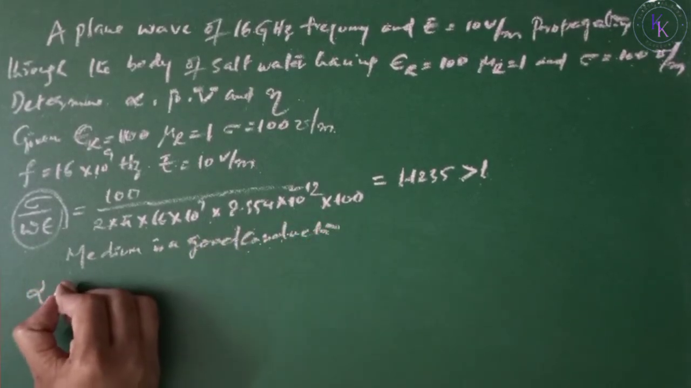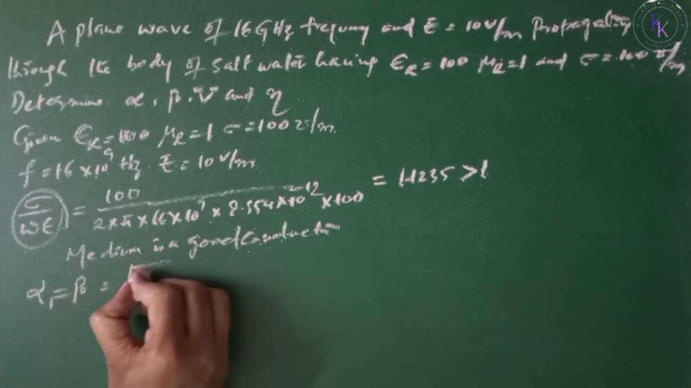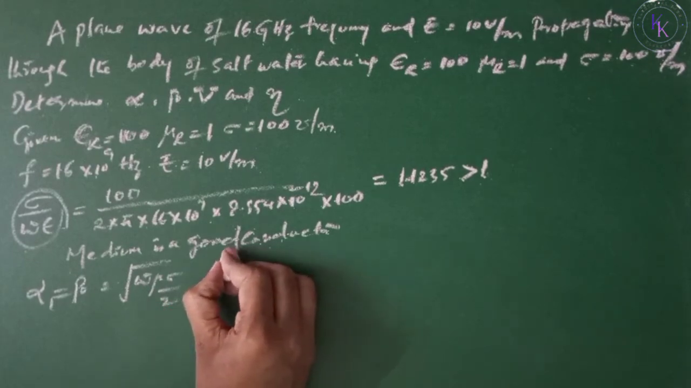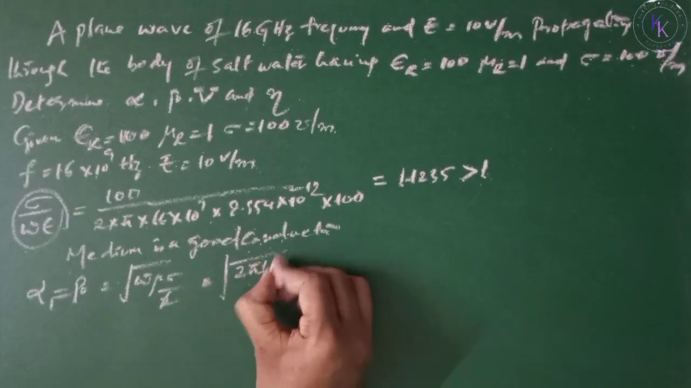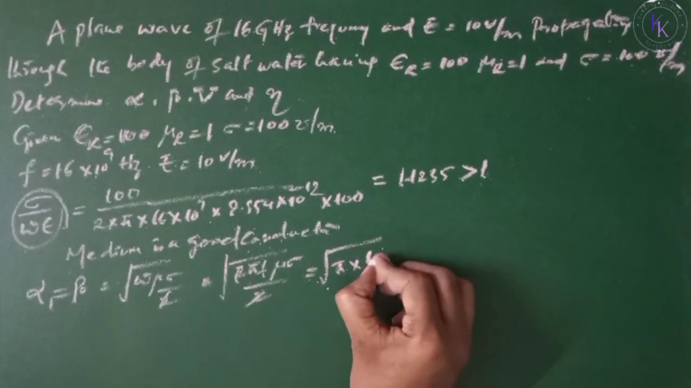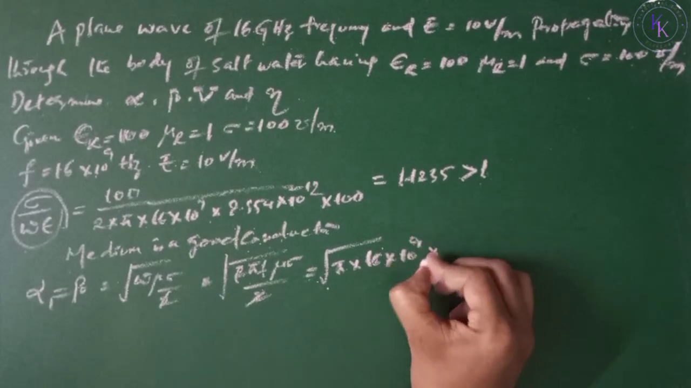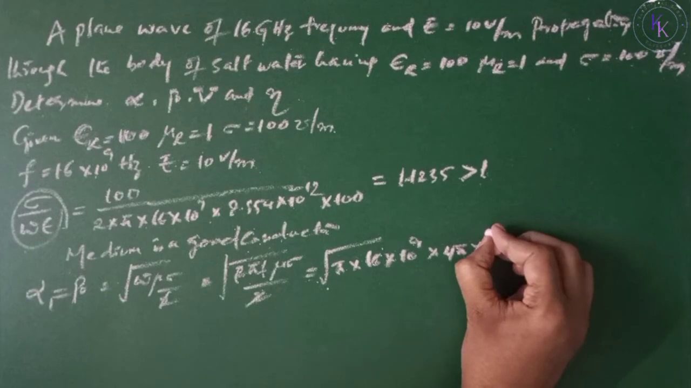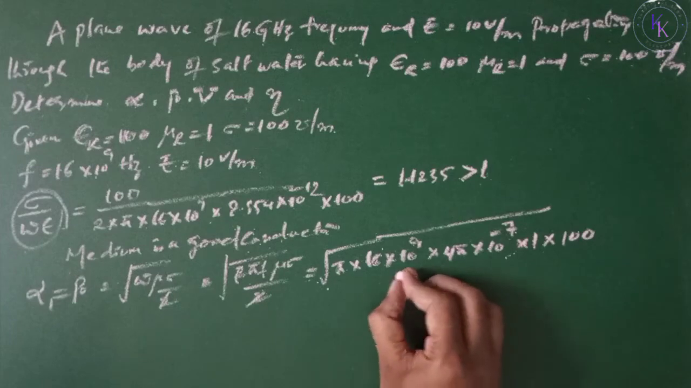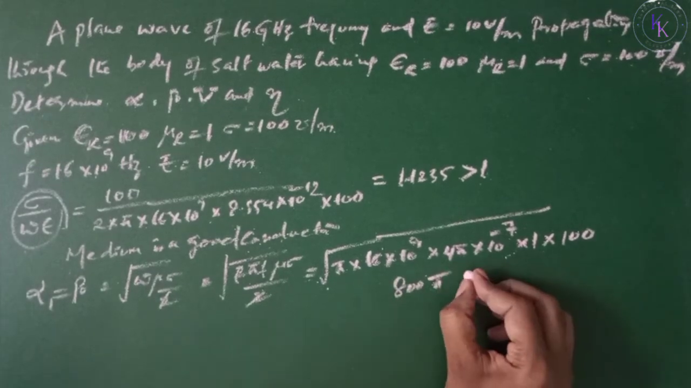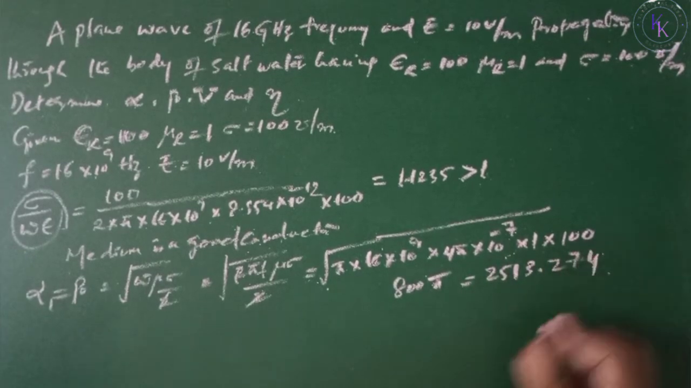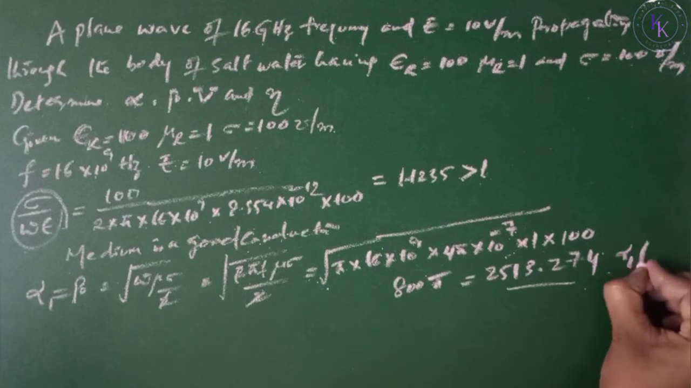For the good conductor, alpha equals beta equals square root of omega mu sigma by 2. That is square root of 2 pi f mu sigma by 2, the 2 gets cancelled, and we get square root of pi into frequency 16 into 10 to the power of 9 into 4 pi into 10 to the power of minus 7 into 1 into 100. Find this value, this is 800 pi, that equals 2513.274. This is the value of alpha and beta.